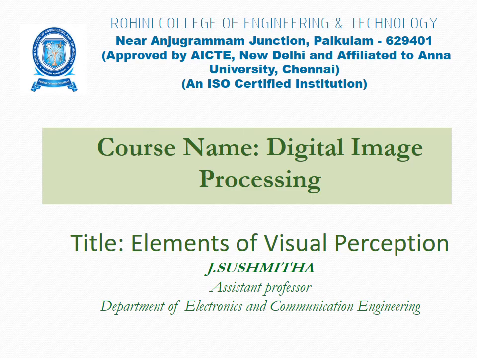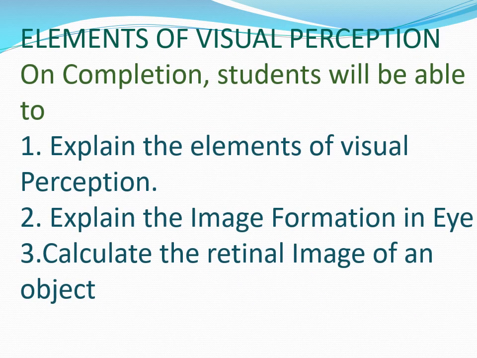Very good morning, students. So in this session we will be seeing about the elements of visual perception. As it is very clear from the topic, we are going to see how the image is getting formed within a human. Once this topic is completed, you all will be able to understand what the elements of visual perception are, how the image is formed in the eye, and how the retinal object that is formed within the eye is calculated.